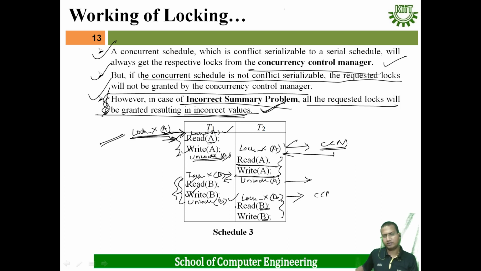Then the concurrency control manager will analyze whether any lock is already applied on B or not. No, no lock is applied on B. That's why the concurrency control manager will grant that lock. Then the read write operation will be executed by transaction T2. Then the unlock operation will be executed, unlock on B. In this way, the locking protocol generally works.